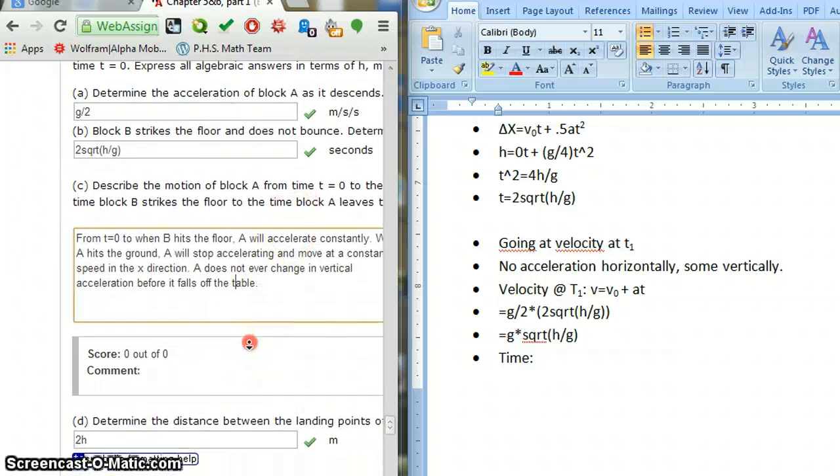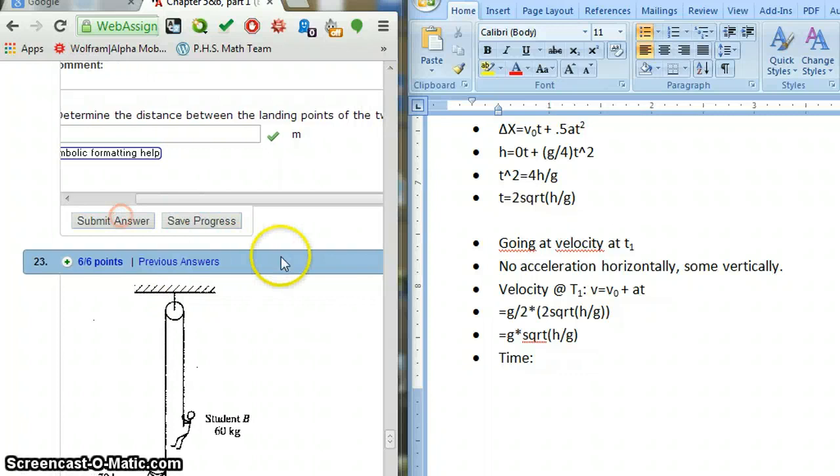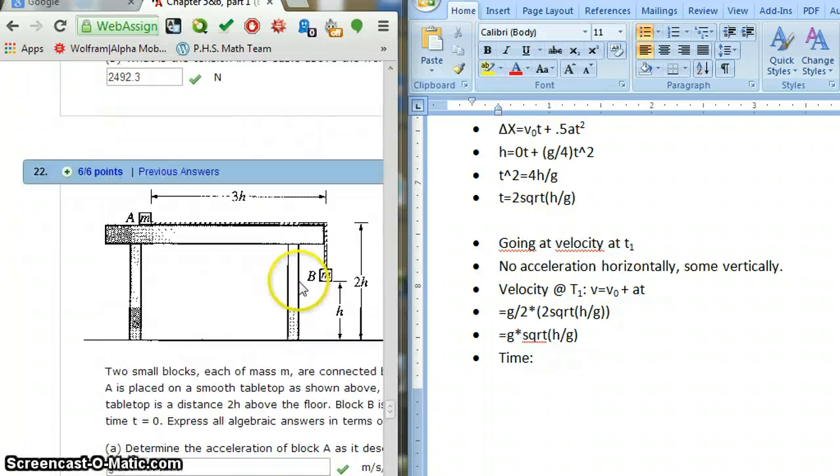Anyway, for part D, you have to determine the distance between the two landing points. Now, the first block, block B, does not have any horizontal distance. When it hits the ground, it's directly below where it's dropped. And you know that once B hits the ground, which is before A leaves the table, A stops accelerating. So we first have to find the final velocity of A, which is when it falls off the table.